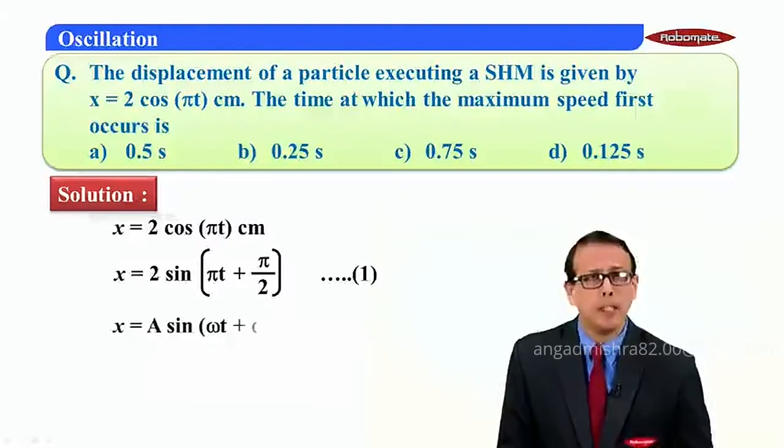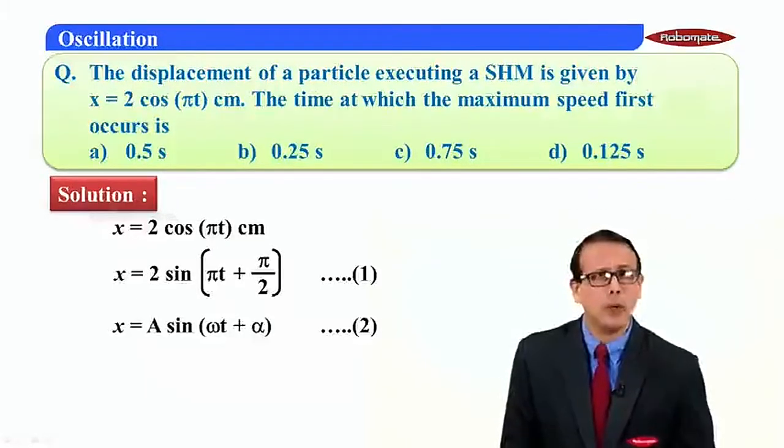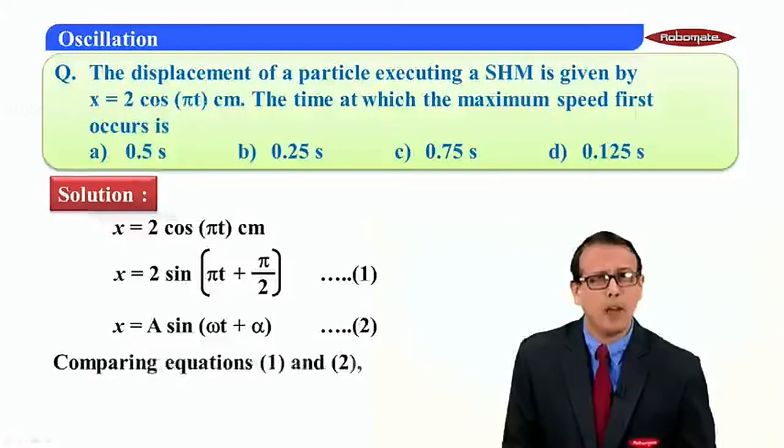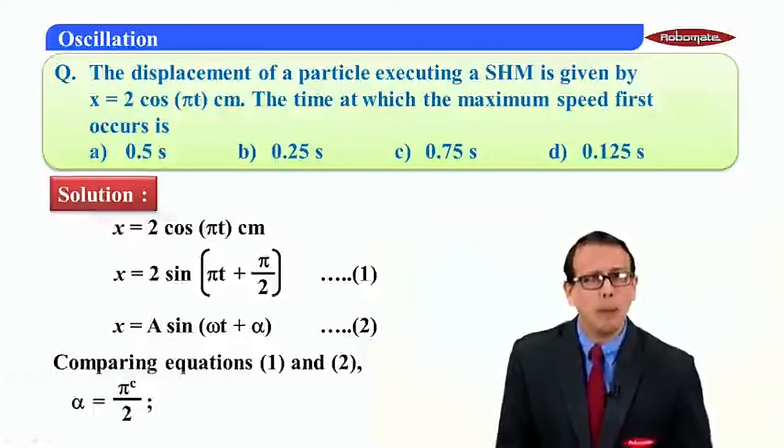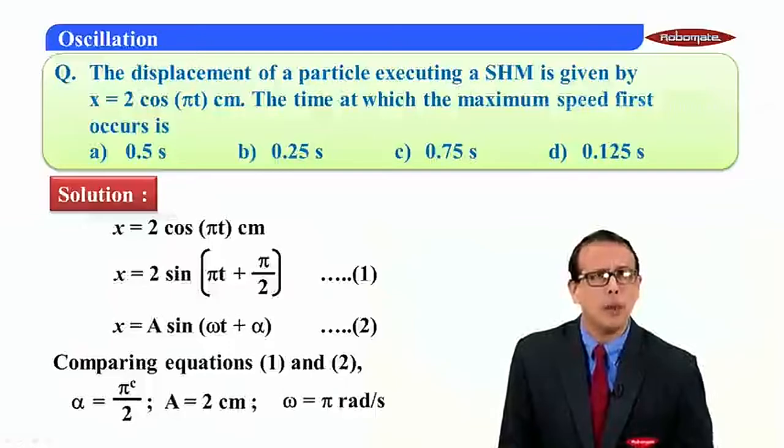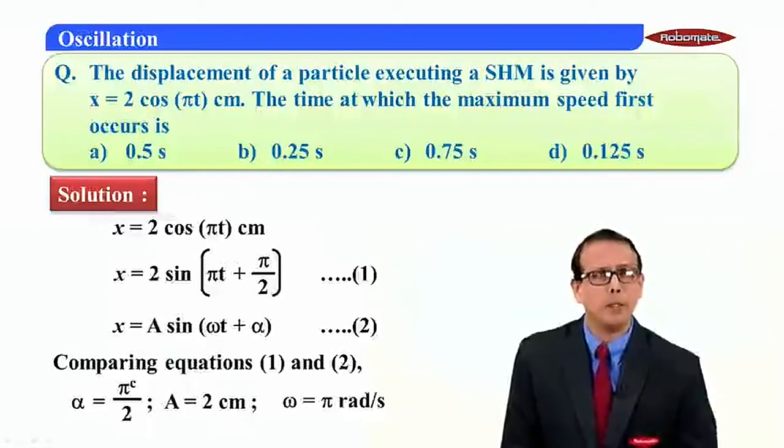Students, if I compare this with the standard equation, x = a sin(ωt + α), we come to know that initial phase α is equal to π/2 radian. Also comparing amplitude, I can get amplitude is 2 centimeter, and students, ω is equal to π radian per second.